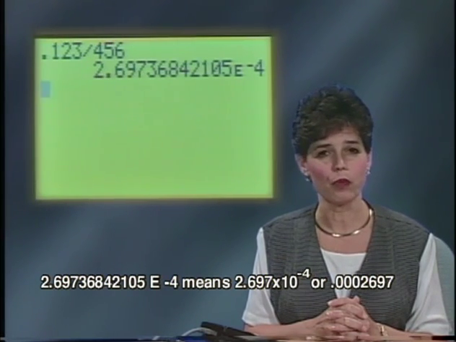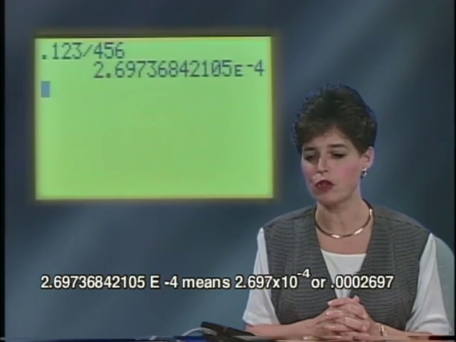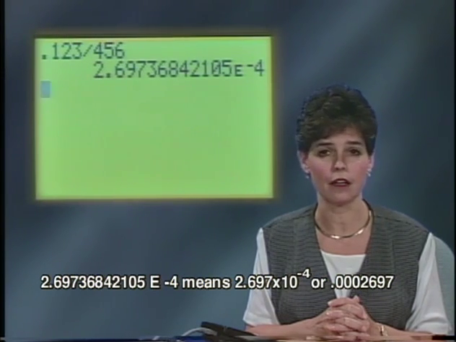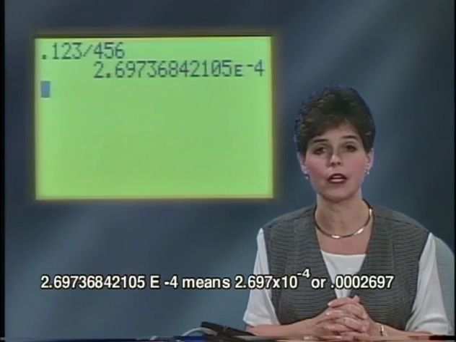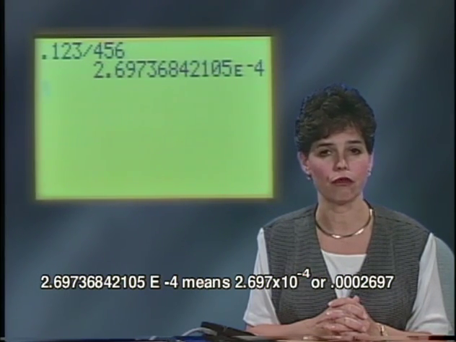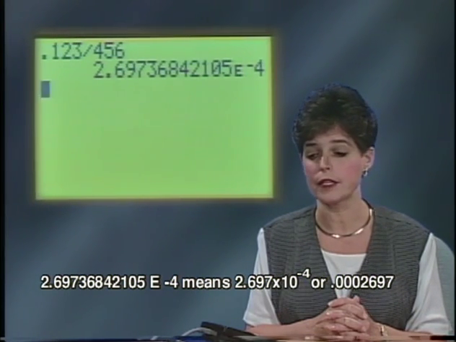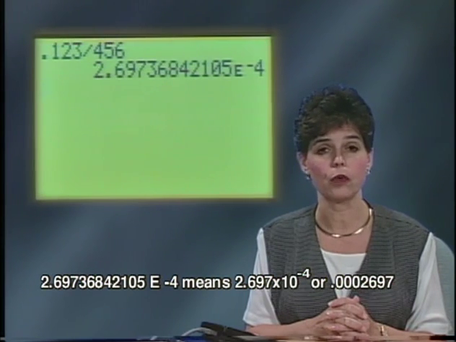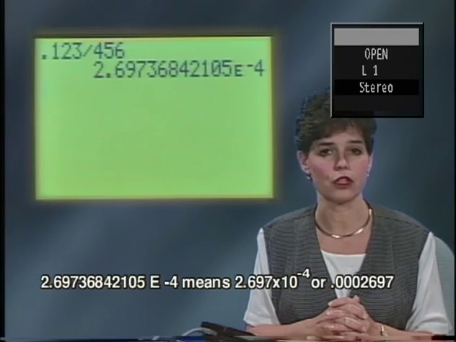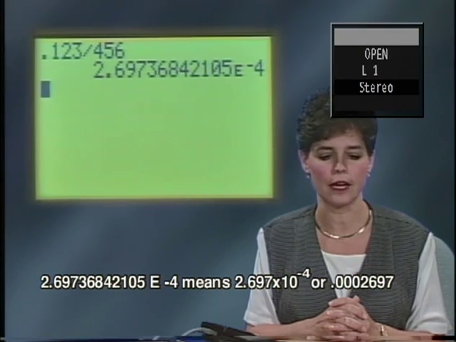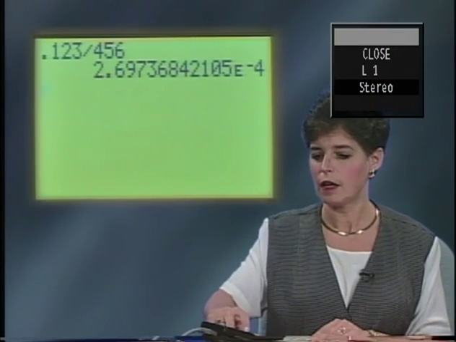But it wouldn't be appropriate for you to write down on your paper 2.697e -4. What you'd need to write down would be 2.697 times 10 to the -4, or if you would like it in its expanded form, you would write 0.0002697 and so on, however many digits that you would like. Clear this problem, and now we're ready to go on to evaluating a function.